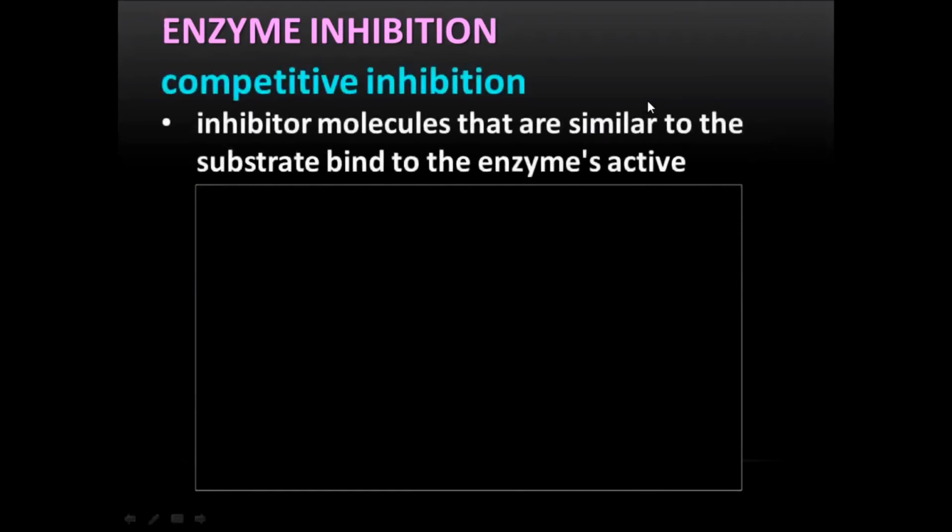In competitive inhibition, the inhibitor molecules that are similar to the substrate bind to the enzyme's active site but do not react. Because the active site is occupied by the inhibitor, the enzyme cannot bind any substrates to catalyze the reactions. As a result, inhibitor molecules compete with the substrate molecules for the active site and overall reduce the rate of the reaction catalyzed by the enzyme.